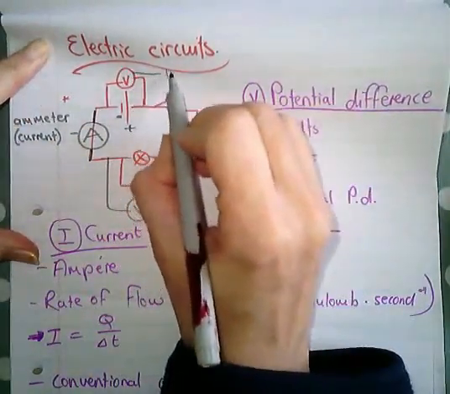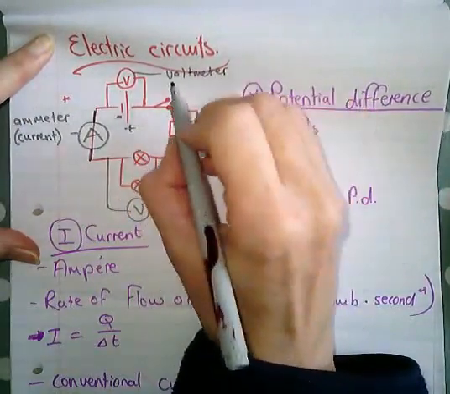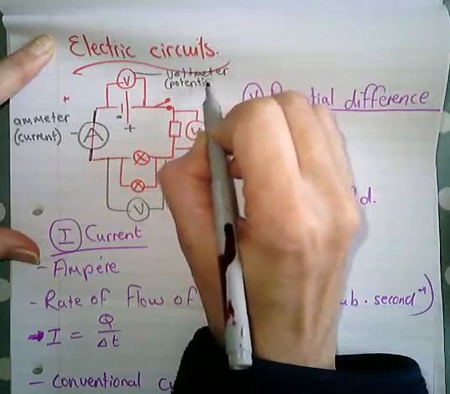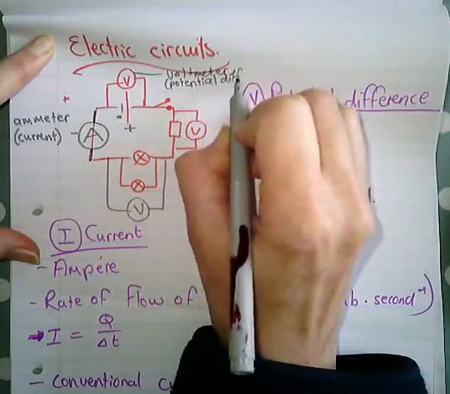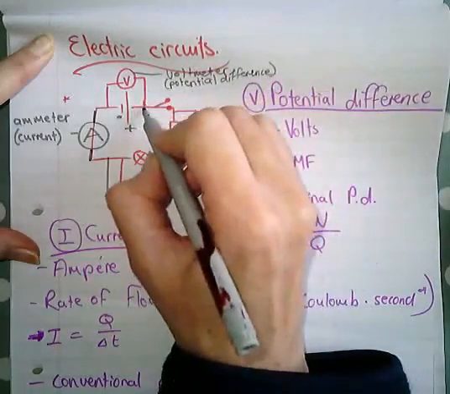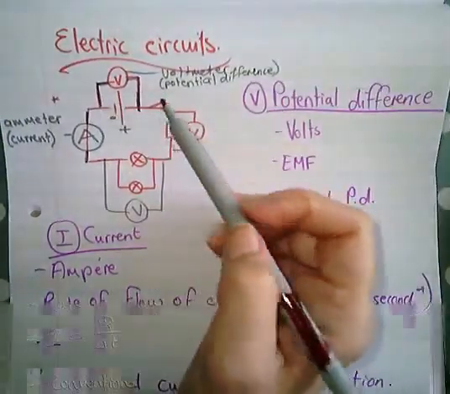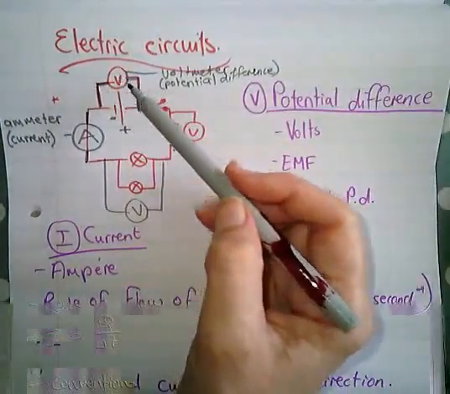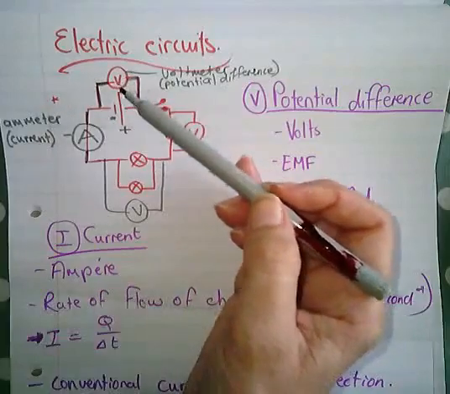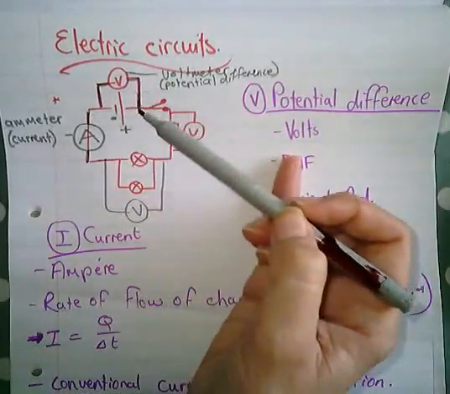A voltmeter, we measure potential difference. The voltmeter is always connected in parallel. Always. A voltmeter has a very high resistance. So you have to put the voltmeter in parallel, otherwise it's going to stop the flow of charge.